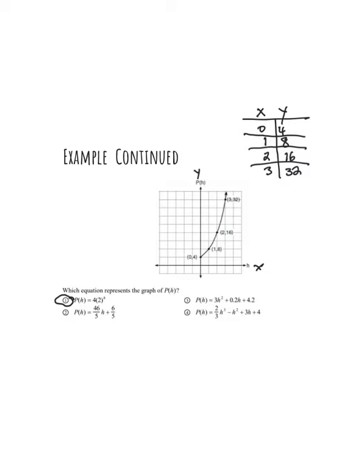Now, if this were not the first choice and one of the other selections were the first choice, when I put them in, I would see that the x and y values do not all match for each of the items in the table. So we'll get a chance to practice this.